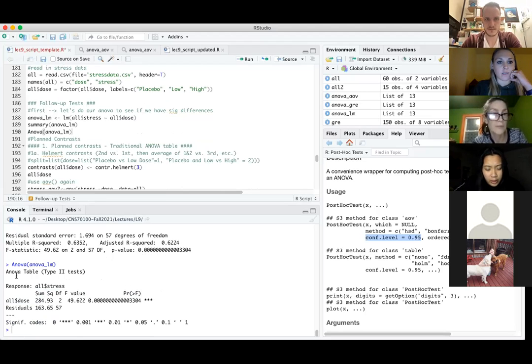So we can look at the ANOVA table here, or we can even look at this from the LM summary. Yes, we do have a significant F test. Okay, so I think someone replied in the chat. Okay, so we do have a significant F test.